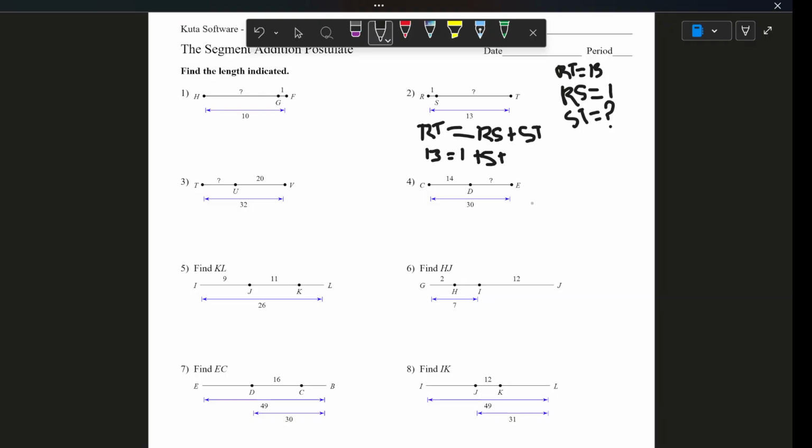Now, what we do to get ST by itself, we subtract by 1. Once we do that, we'll get 12 equals ST. And that is the length of ST. That is the length between right here and here. The length of here and here, that is 13. We want the length of this. Cool.